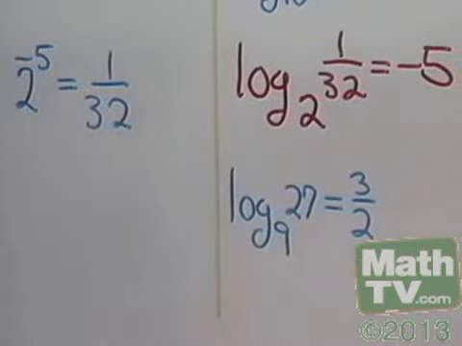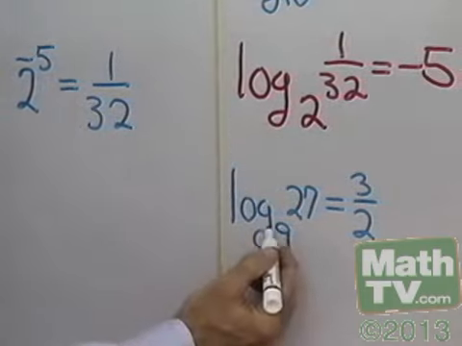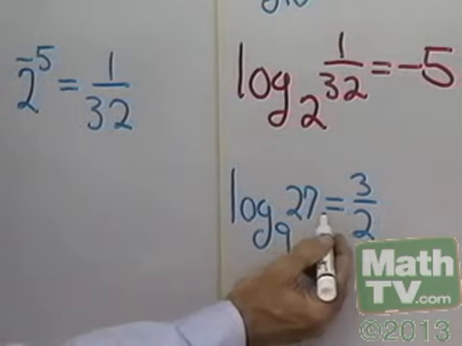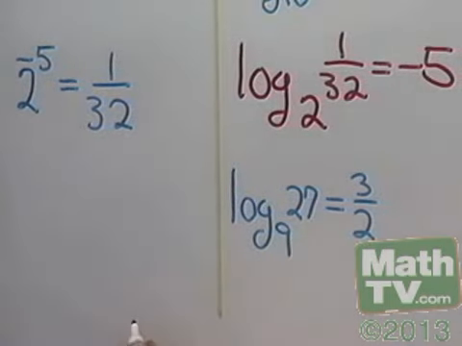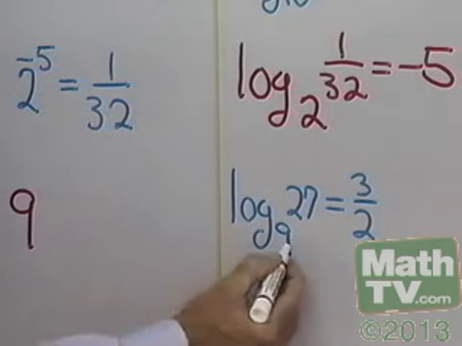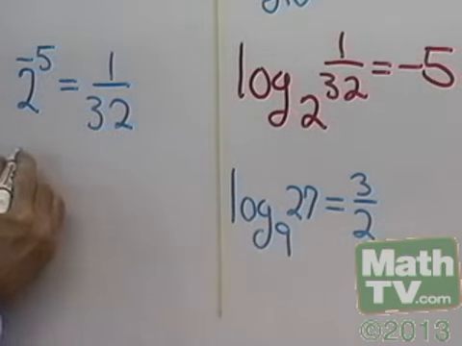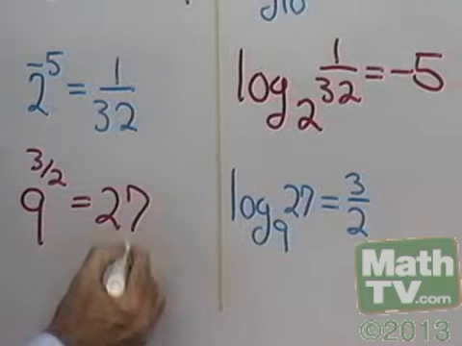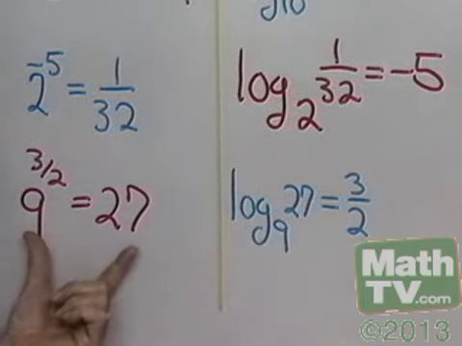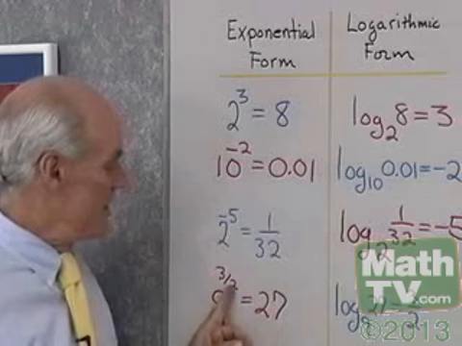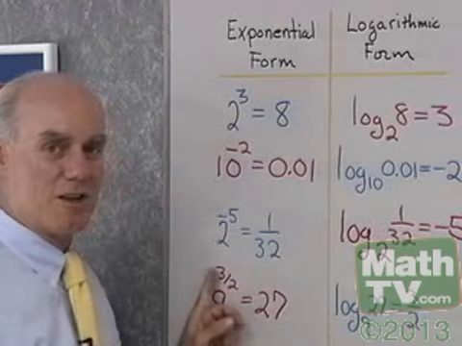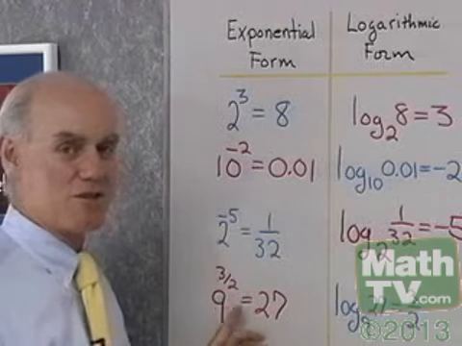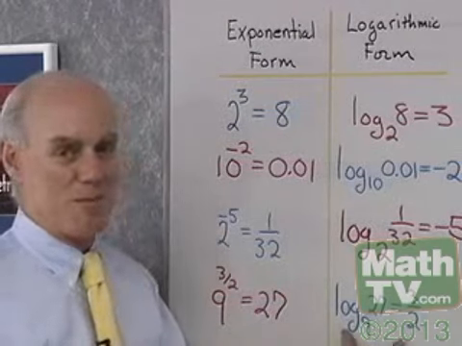Next I have this expression in logarithmic form. Logarithm to the base 9 of 27 is 3 halves. Let's check that out. 9, that's the base, raised to this exponent, 3 halves, is equal to 27. Now, is that a true statement? 9 to the 3 halves equals 27. The square root of 9 is 3, to the third power is 27, so that's a true statement.